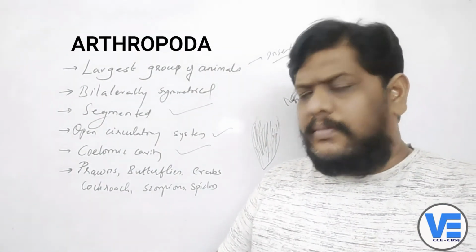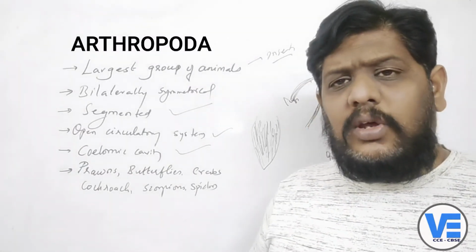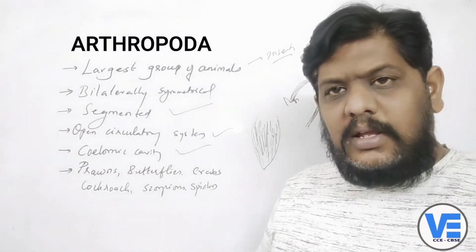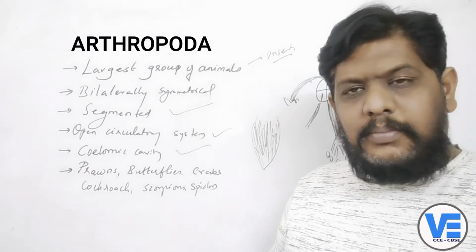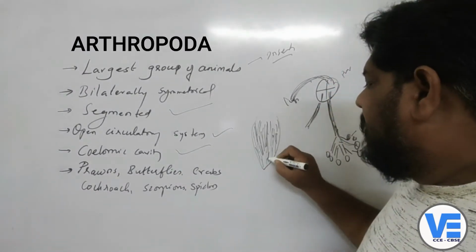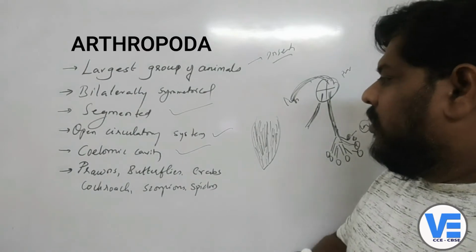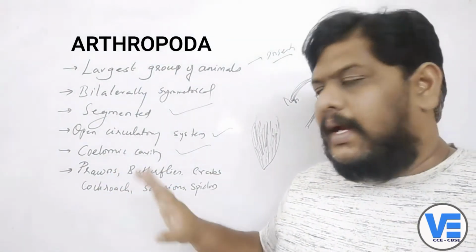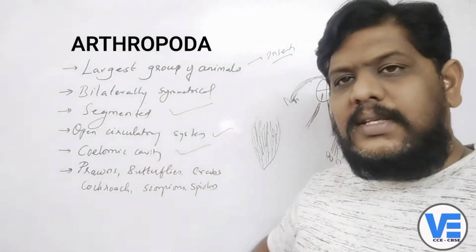The tracheal tubes in the cockroach take care of that. That is a different point, we'll discuss it later. But for now, the blood is directly sent into the coelomic cavity. That's why it is an open circulatory system over here.